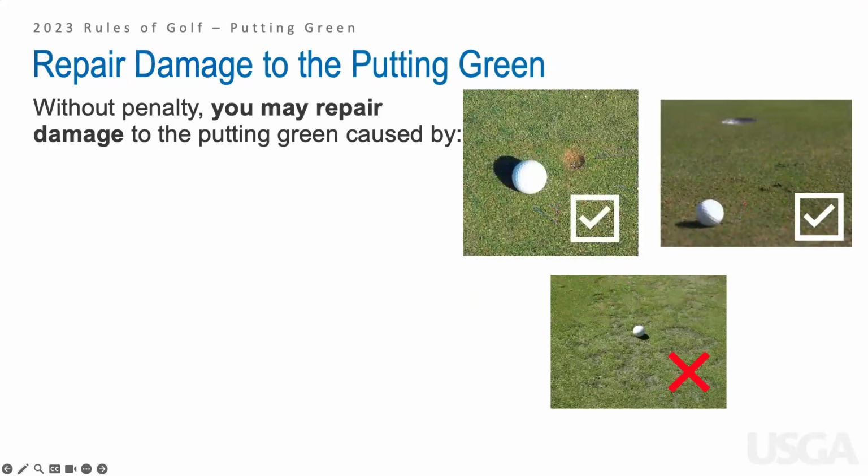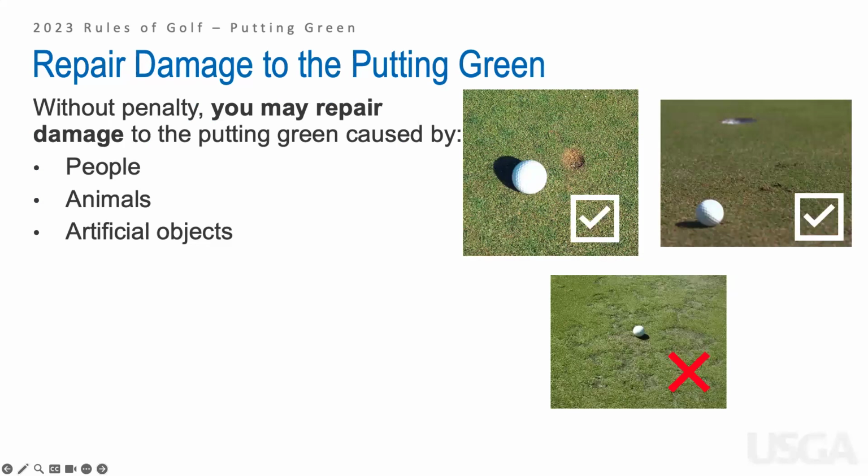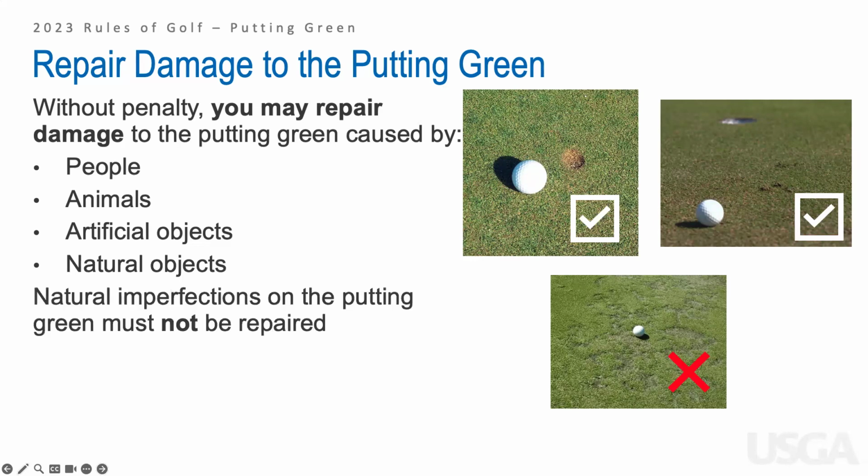So like we saw, without penalty, you can repair damage to the putting green caused by people. So we might have a ball mark that's caused by a person. Animals, so maybe some hoof prints. If it's early in the morning and the deer have crossed that putting green, you can repair that. Artificial objects, so maybe the flag stick, you kind of flung it down, and there was some damage there. You are able to repair that. And natural objects, maybe an acorn embedded in the green, you can take that out and repair that.